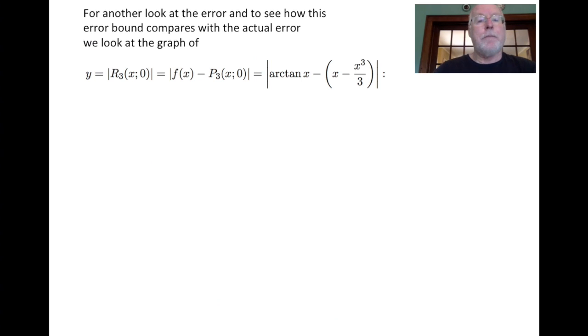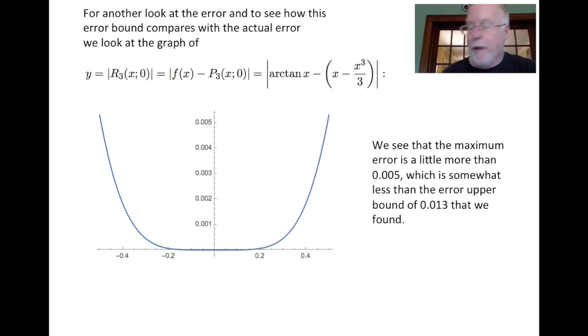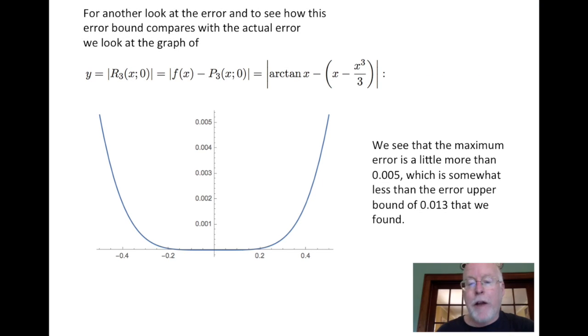Now, we can investigate this error in another way too. We're going to look at this error graphically just to see how our estimate compares with the true error. Often trying to graph an error like this is difficult, especially if you're looking at P3 or P_n for a large n, or f is complicated. But in this case, it's not too hard to enter this and graph it on the calculator or computer. And there's what the error actually looks like.